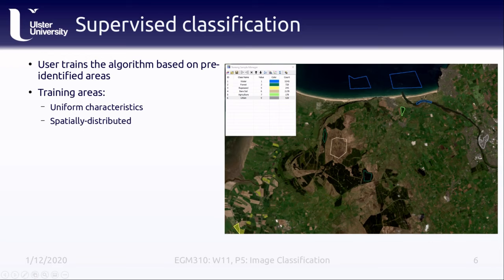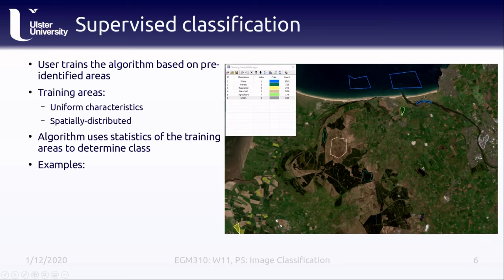We also want them to be spatially distributed throughout the scene as best as possible to help counteract any potential differences in illumination across the image. The computer then uses the data contained within the training samples to determine which class each pixel belongs to, depending on the type of algorithm chosen.